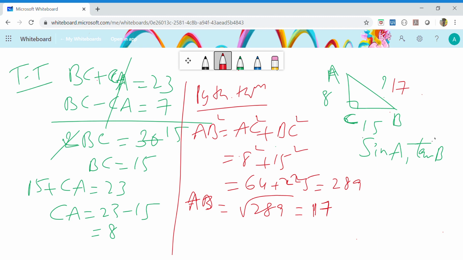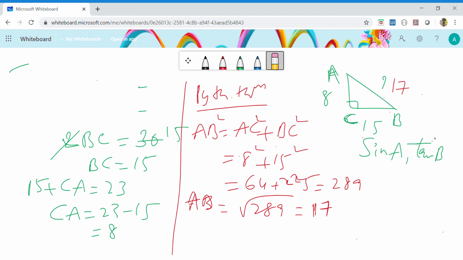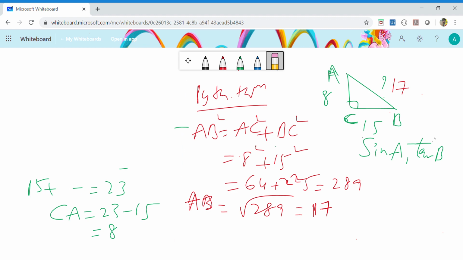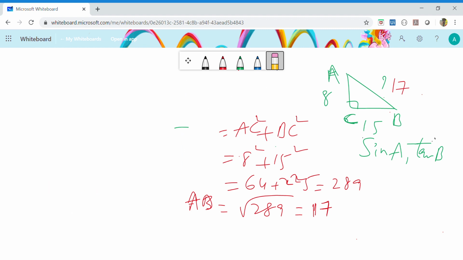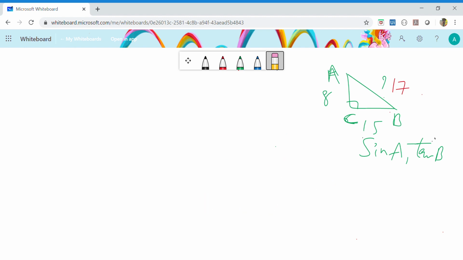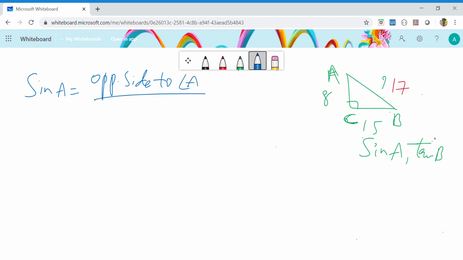Then sin A. What is sin A? Sin A definition: opposite side to A by hypotenuse. Whatever angle is given, that angle you have to observe and write. So sin A is equal to opposite side to angle A by hypotenuse. The opposite side to angle A is BC, by hypotenuse AB. BC is 15, AB is 17. So 15 by 17.